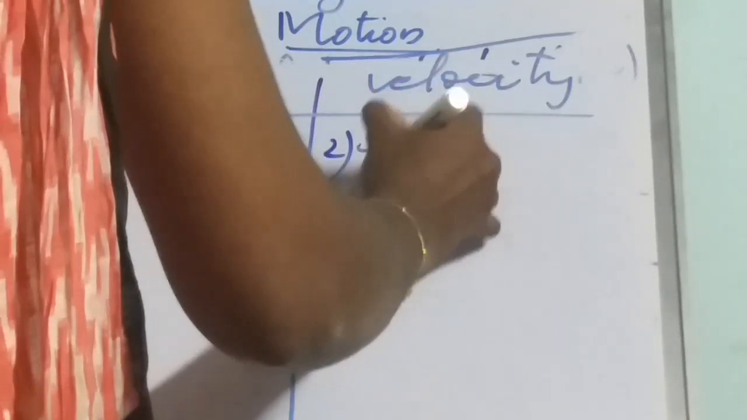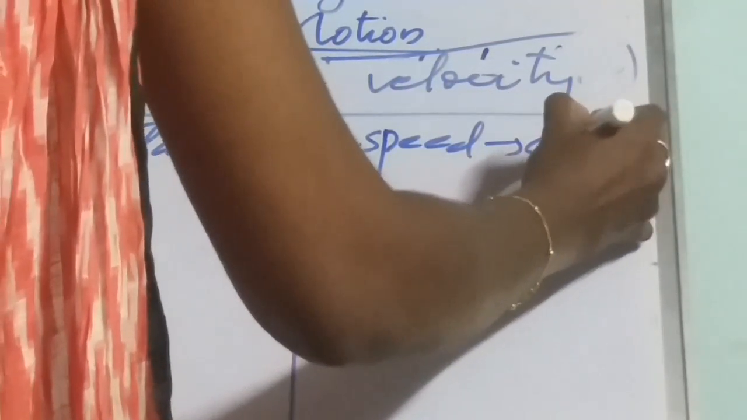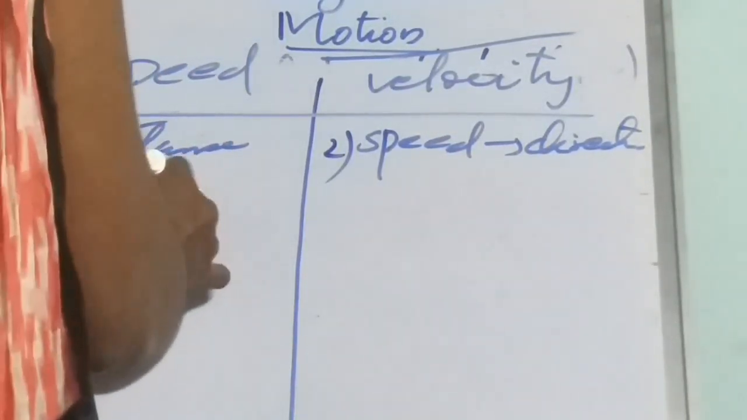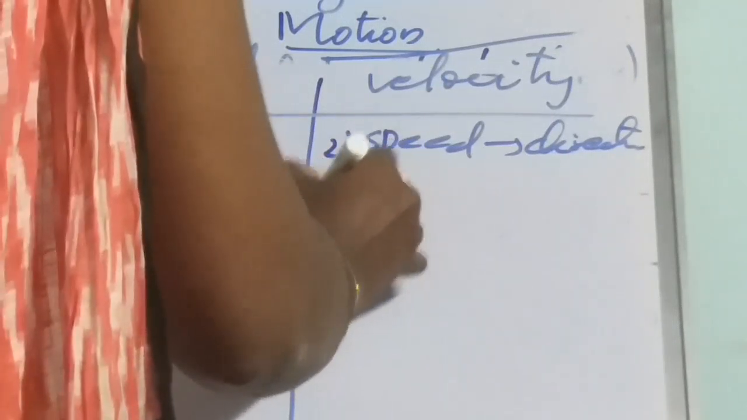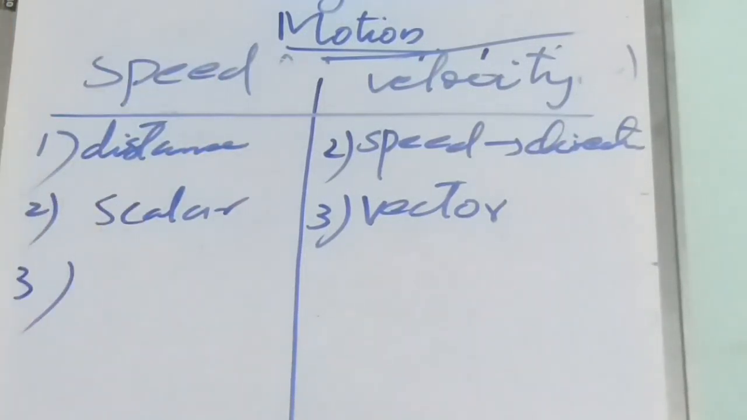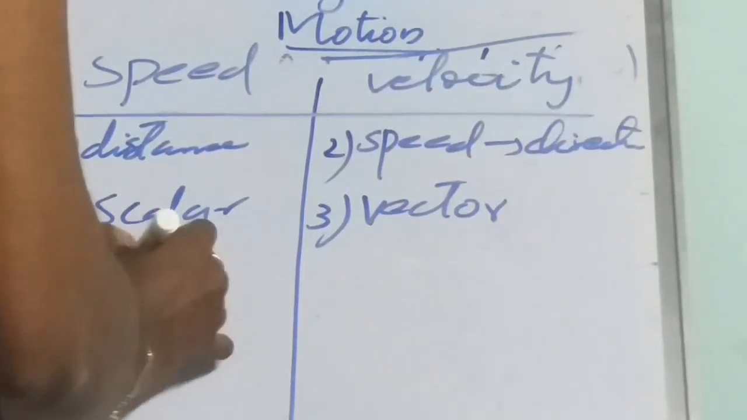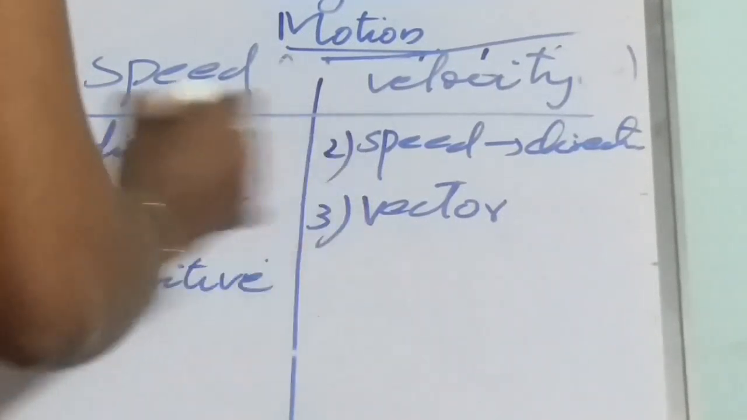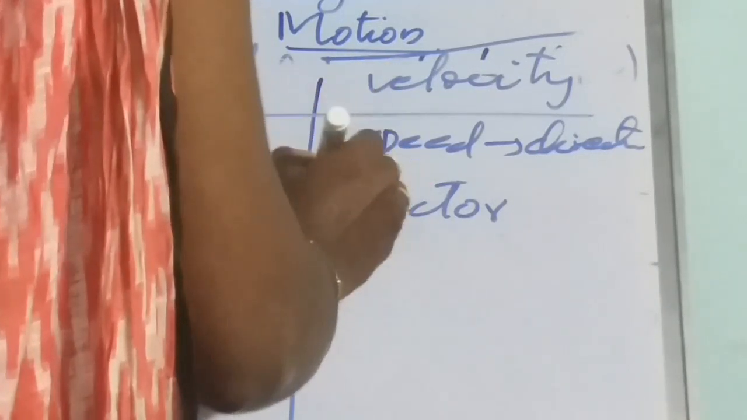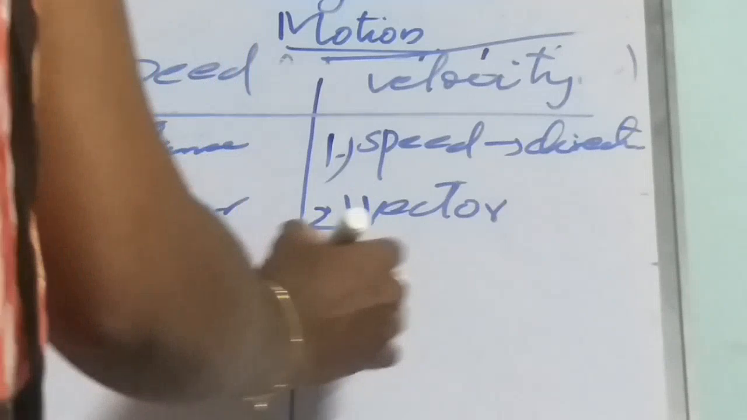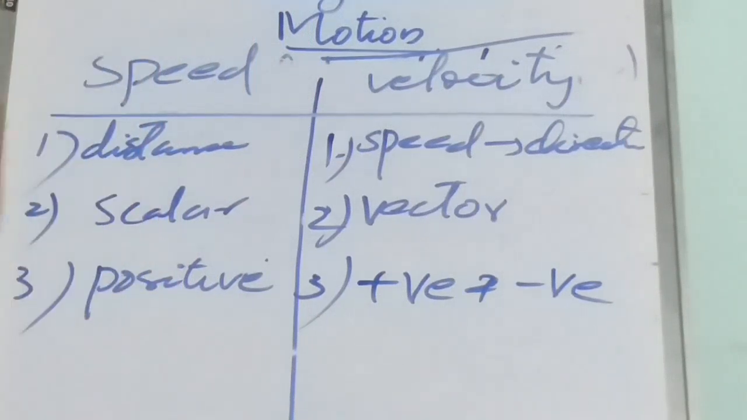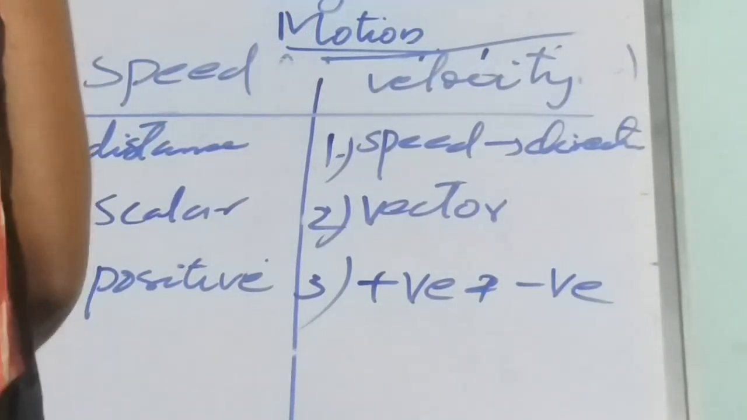Velocity is the speed of an object moving in a definite direction. Then speed is a scalar quantity and velocity is a vector quantity. Here speed is always positive, because we are not considering the direction. And velocity is both positive and negative, because we are considering the direction of motion.